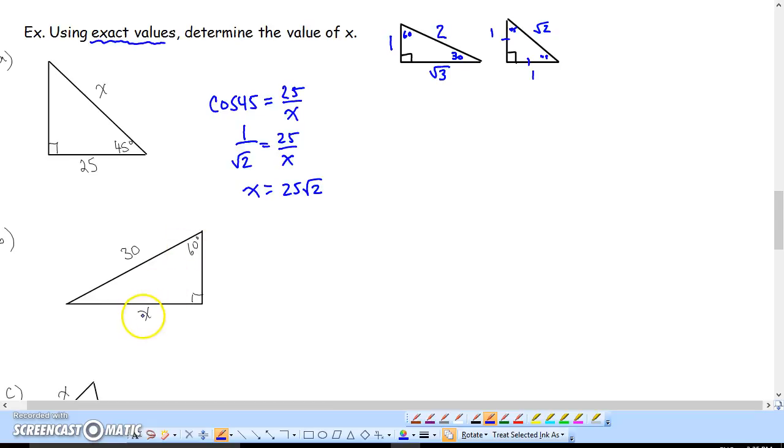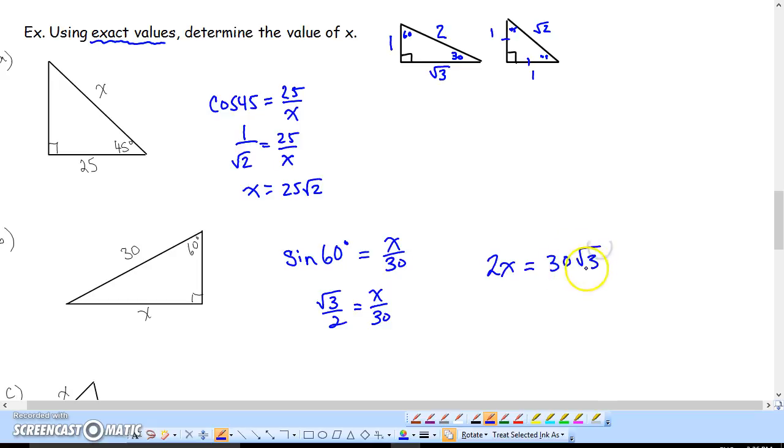So I'm using opposite over hypotenuse. That will be the sine of angle 60 is x over 30. Sine 60 is opposite over hypotenuse. It is root 3 over 2. I replace sine 60 with that. I just keep this the same. And now I cross multiply. I'll write that over here. 2 times x is equal to 30 times root 3.